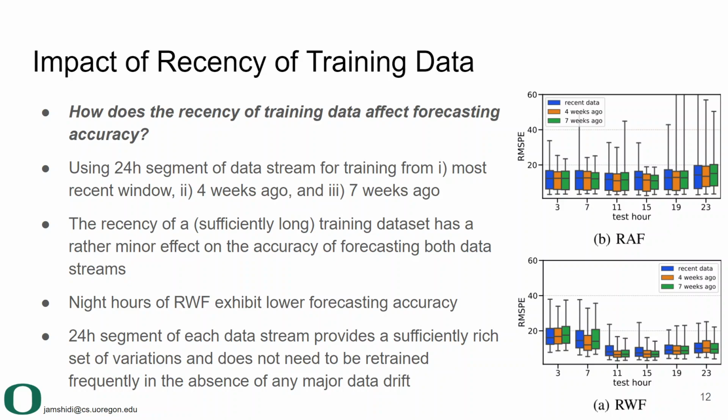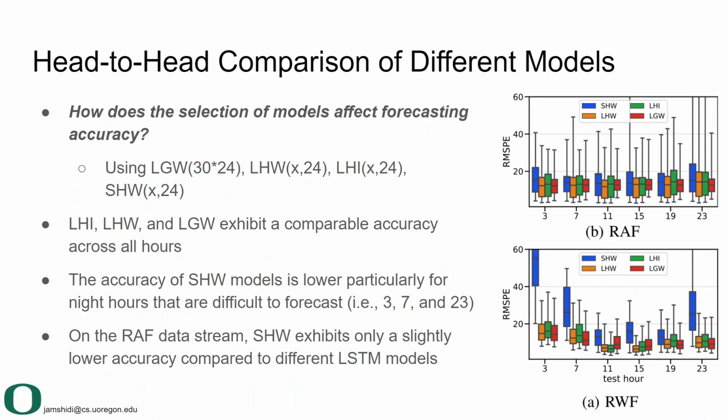Therefore, since our 24-hour segment of each data stream provides a sufficiently rich set of variations for our data stream, they do not need to be retrained frequently, specifically in the absence of major data drift.